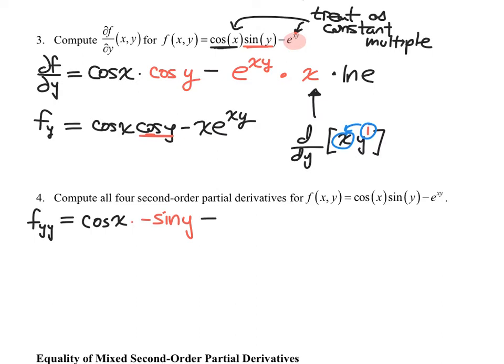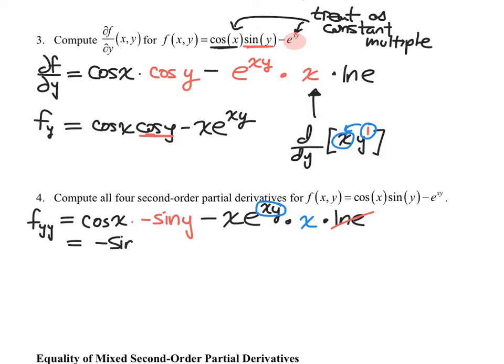So minus x as a constant multiple, rewrite e to the xy as is, multiplied by the derivative of the exponent, right? So the derivative of the exponent, again, just like we did before, is just going to be x. And then multiplied by the natural log of the base, ln of e, which immediately, again, cancels out. All right? So we clean it up a little bit.